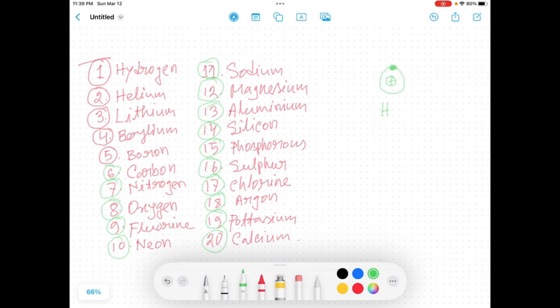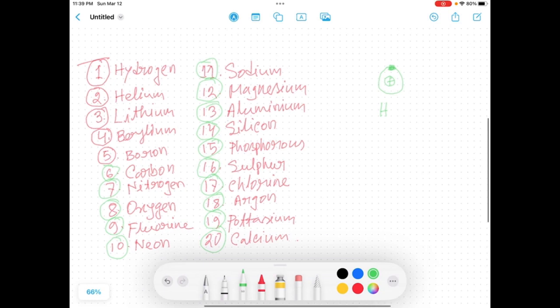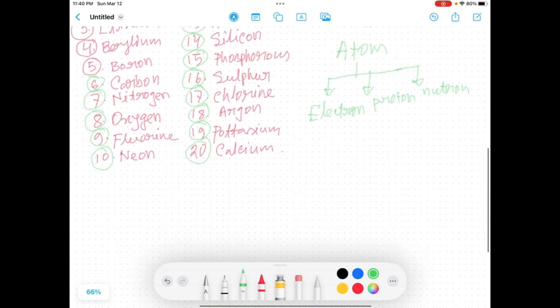Okay, so any atom, we said the smallest unit of element is atom. Now atom can be divided. If you break the atom, then you will get three fundamental particles, that are called electron, proton, and neutron. So these three fundamental particles make up the atom.